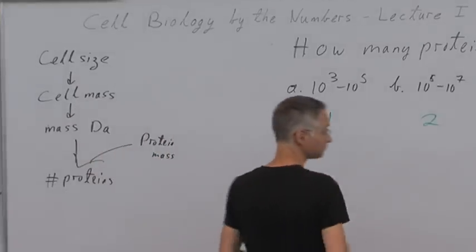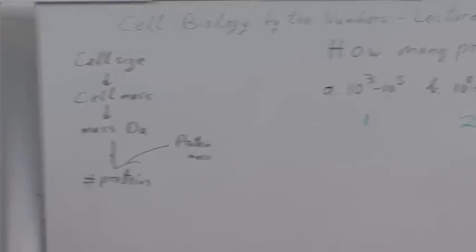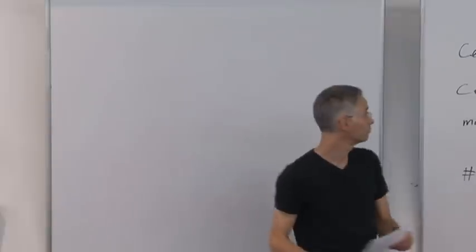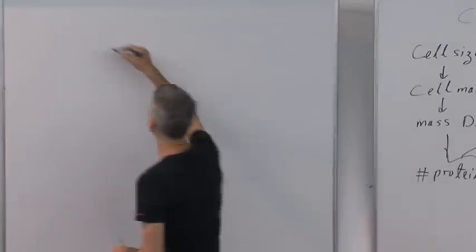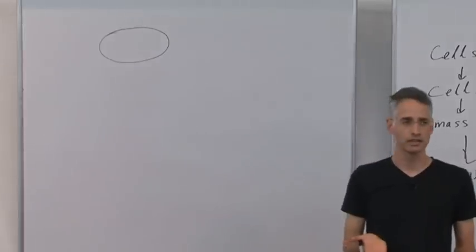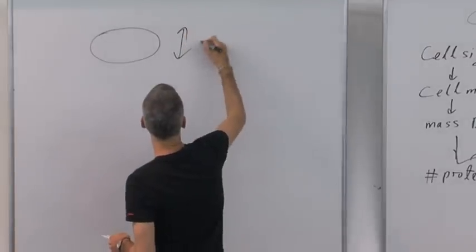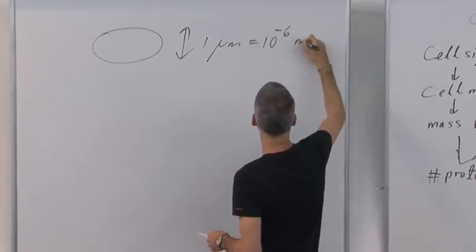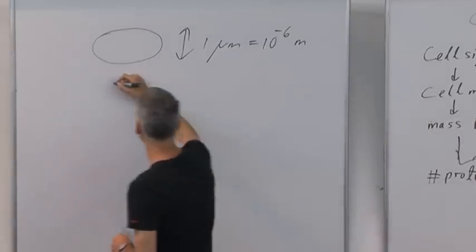Okay, so let's go ahead. Step one, cell size. How does an E. coli look? I like to see it like this. And what would be its size? About 1 micron, so you could say this is about 1 micrometer. Just to remind us all, that's 10 to the minus 6 meters. Okay, what does that tell us about the volume?